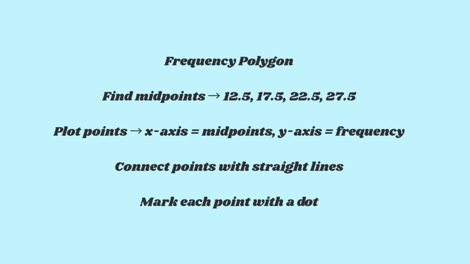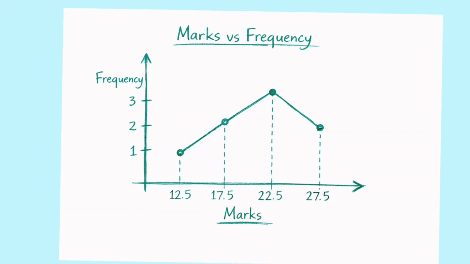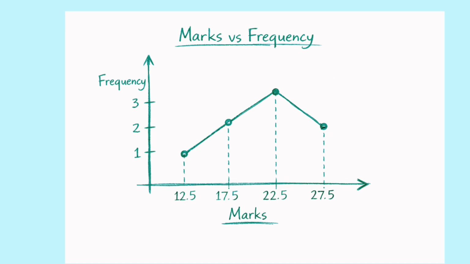Find the midpoints: 12.5, 17.5, 22.5, 27.5. Now the plot axes are: x-axis is the midpoints, and y-axis is the frequency. So we will connect all the points with a straight line and mark each point with a dot. You can see in this diagram, in a sketch, marks versus frequency.